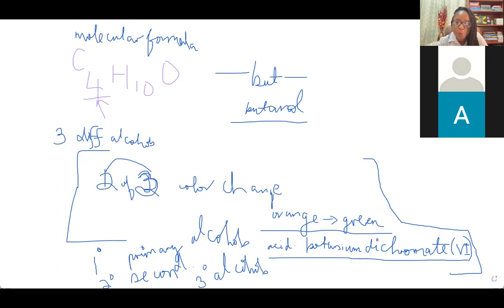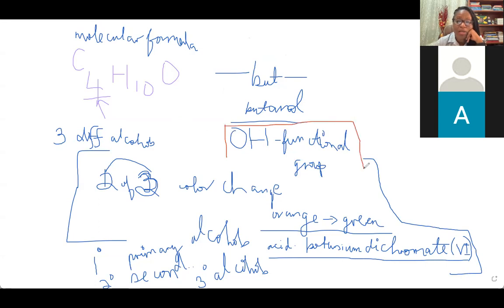Let's see what you guys are saying. Not too familiar. Okay, so for primary alcohols, let me write over here. Remember that for alcohols, the functional group is OH. Let me circle that in red. This is our functional group. This is the thing that makes it an alcohol. The OH group is what gives it its character, its chemical properties, and the kinds of reactions it is able to partake in are a result of this functional group.